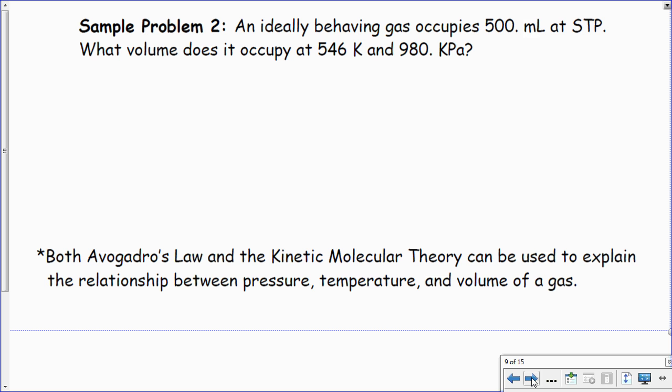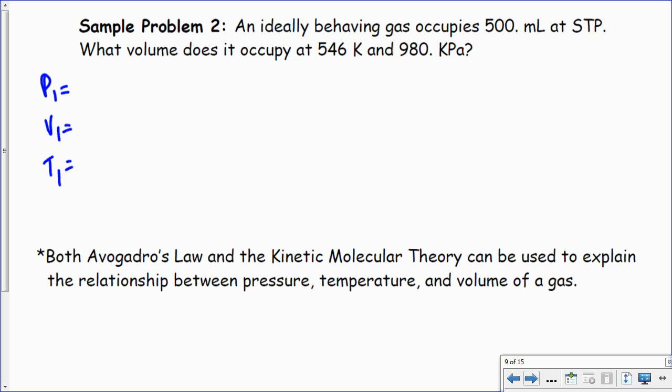Another sample problem. Let's find our variables. That's what I'll help you do, and then you'll do the calculation here. So we always start with our P1, V1, T1, and we find them. Initial pressure. An ideally behaving gas occupies 500 mL at STP. There's our initial pressure and temperature. So 0 degrees Celsius and 1.0 atmospheres. And if you really want to be specific, it's 101.3 kPa. That is in our reference table B or C or something, the first page of our reference packet. And so we've got to convert our Celsius into Kelvin. So that's 273 Kelvin in order to do this.